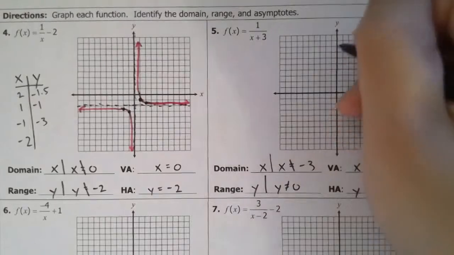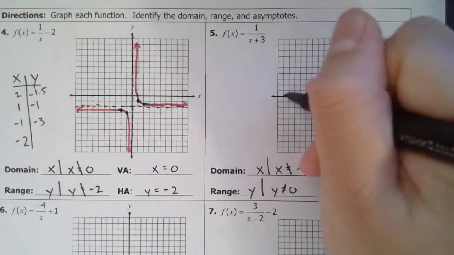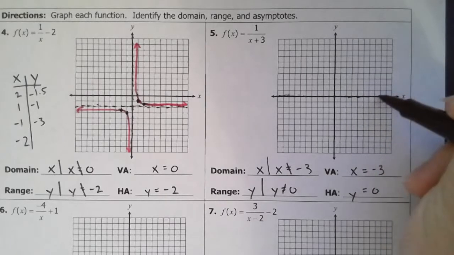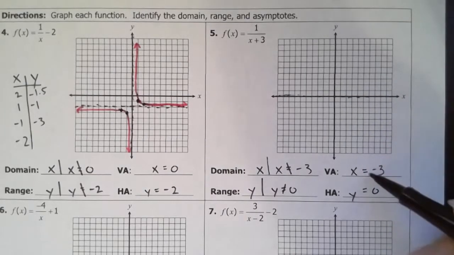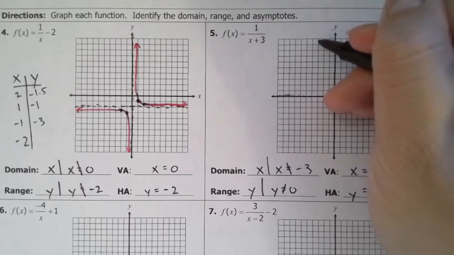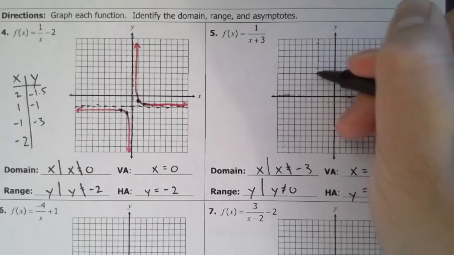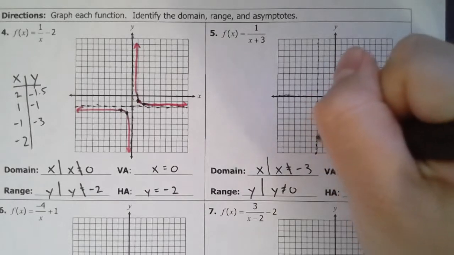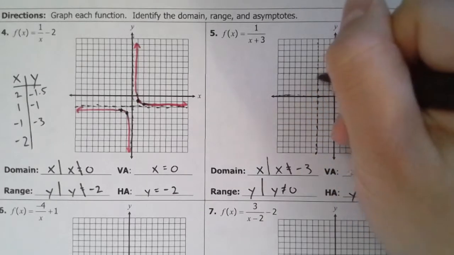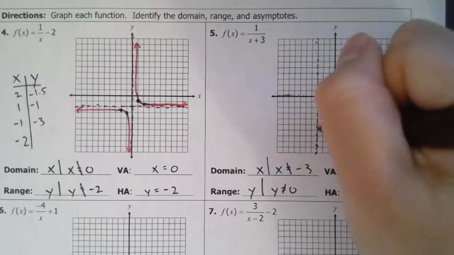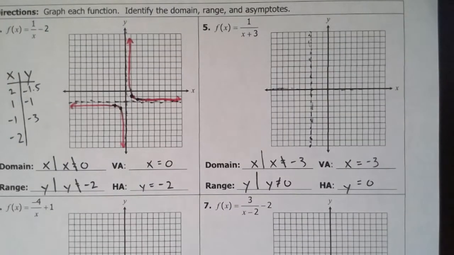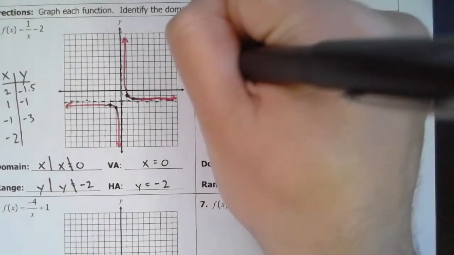My horizontal one again stays put along the x-axis. That's y is equal to 0. At x is equal to negative 3, I have it here. And please, when you do your classwork, make sure that it's clear, okay, that I can identify clearly what your asymptotes are. So then create your table.